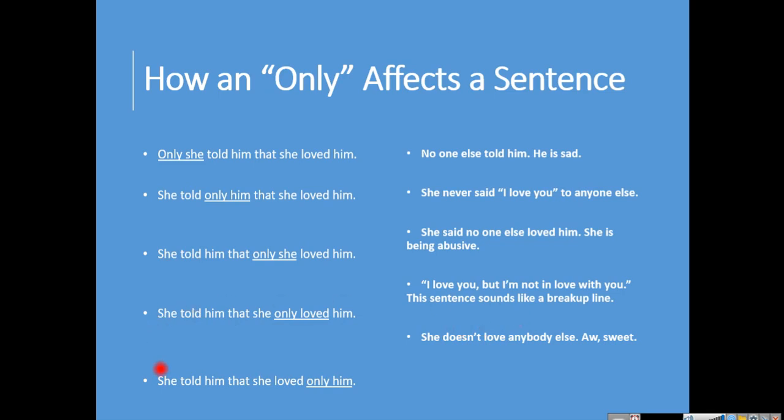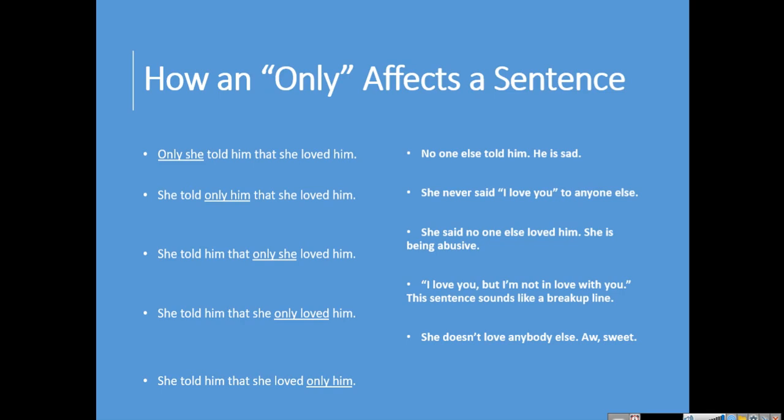And let's finish with the final two with Milton. Milton, go ahead. She told him that she only loved him. I love you, but I'm not in love with you. This sentence sounds like a breakup line. She told him that she loved only him. She doesn't love anybody else. Oh, sweet. All right. So those were some examples of what an "only" can do.